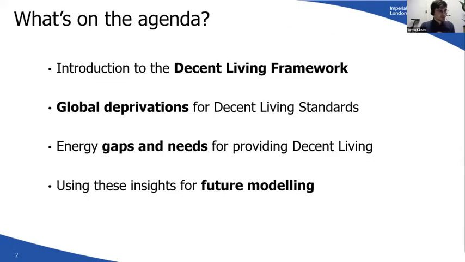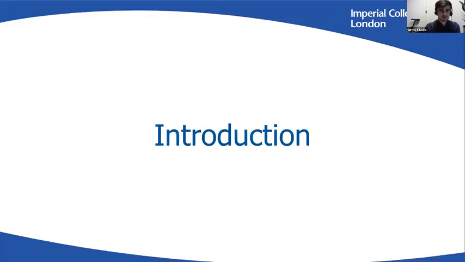So what's on the agenda? I'll first introduce a bit the decent living framework for those that are unfamiliar with it. Then talk about the global deprivations for those decent living standards that we define. Then look at the energy gaps and needs for providing a decent life to everyone. And then using these insights for future modeling, what can be learned from it perhaps.